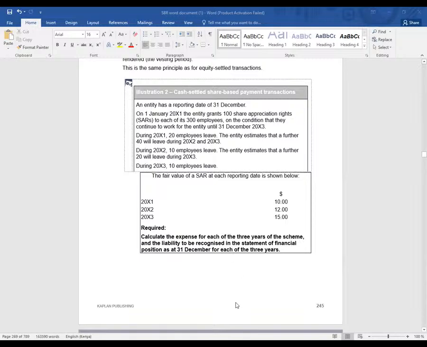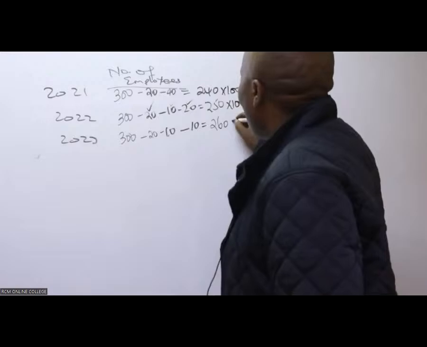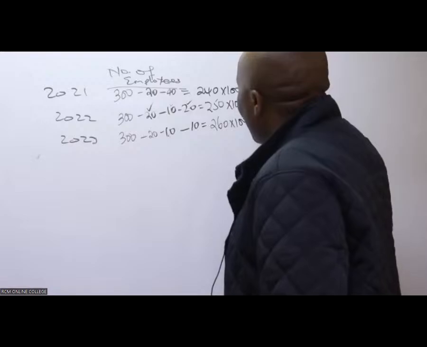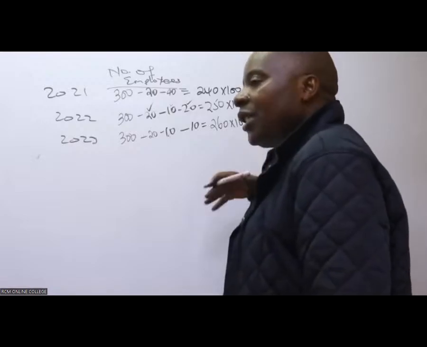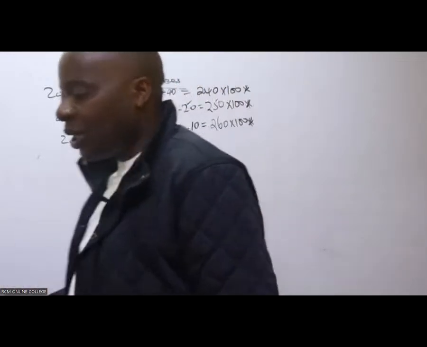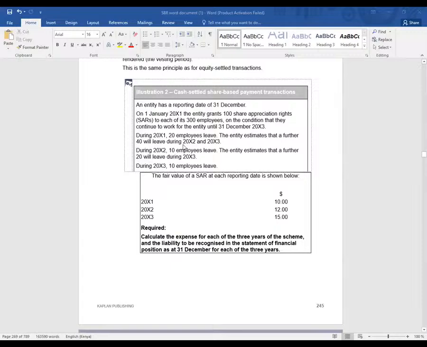Ladies and gentlemen, how many share appreciation rights have we promised these guys? We have promised them 100 each one of them. Do we know their prices? Remember now here, the price for each will fluctuate because this is cash-based. So do we know their price at the end of each year? They have been given to us here, the fair value at the reporting date of each year, 10, 12, and 15.